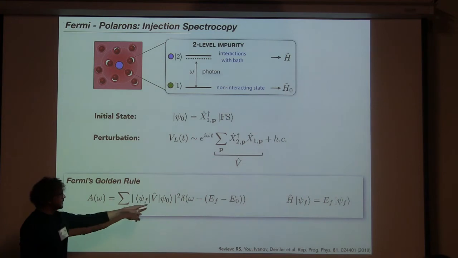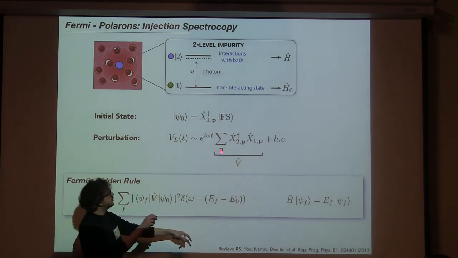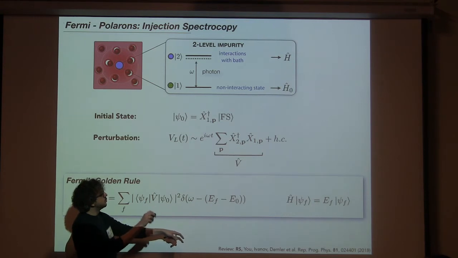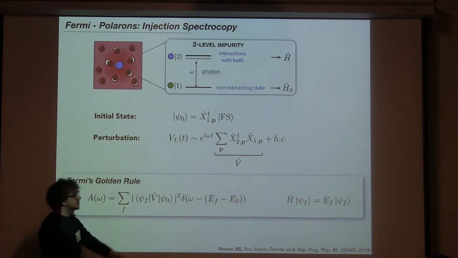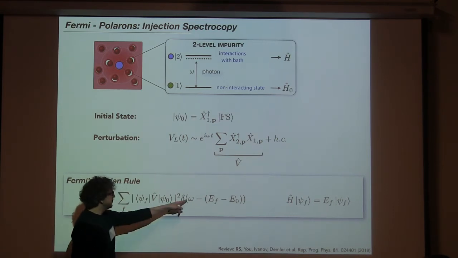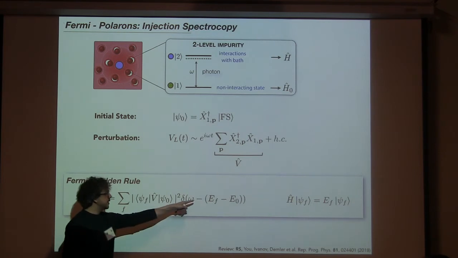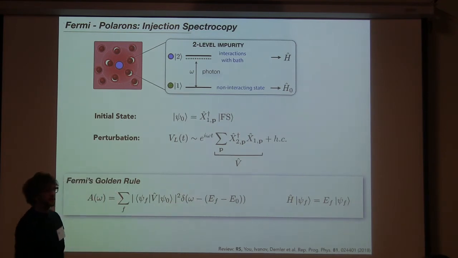What we have to do is prepare the system in some initial state. We apply some time-dependent perturbation, in this case this is our perturbing operator. We have to sum over all possible final states of the Hamiltonian of the system. And then we will always get a delta function when we hit exactly the right energy of a final state.